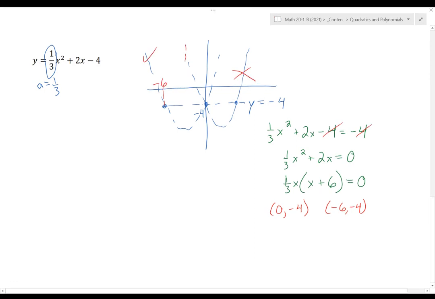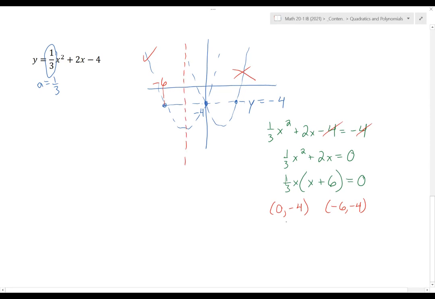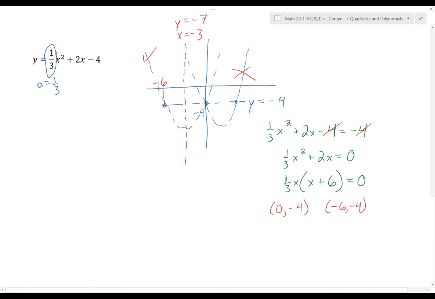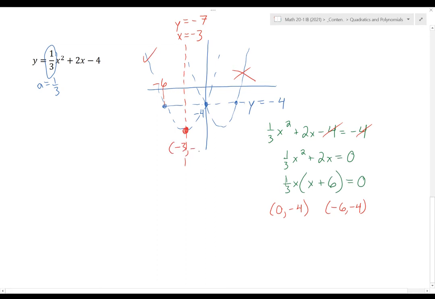But most importantly, the axis of symmetry. That's what I really care about. The axis of symmetry has to be exactly halfway between (0, -4) and (-6, -4), which means x equals -3. I take that -3, I plug it into my original equation. So 1/3 x squared plus 2x minus 4, and I end up with y equals -7. So that means this vertex right here is (-3, -7).